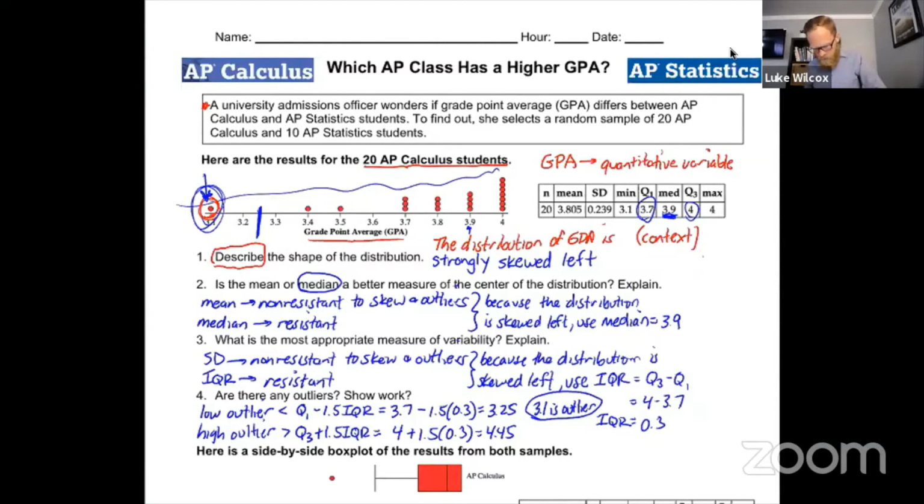In number one, we talked about the shape of the distribution. In number two, we talked about the center of the distribution. In number three, we talked about the variability or the spread of the distribution.